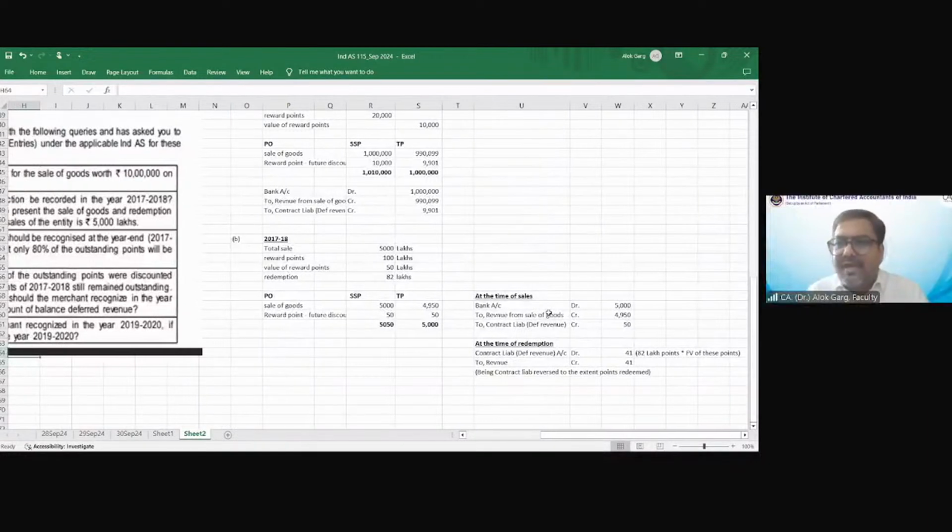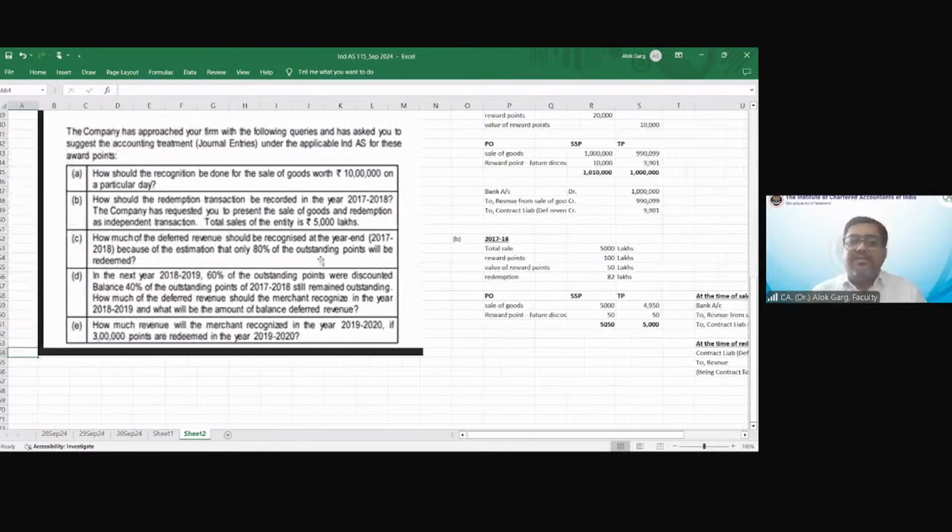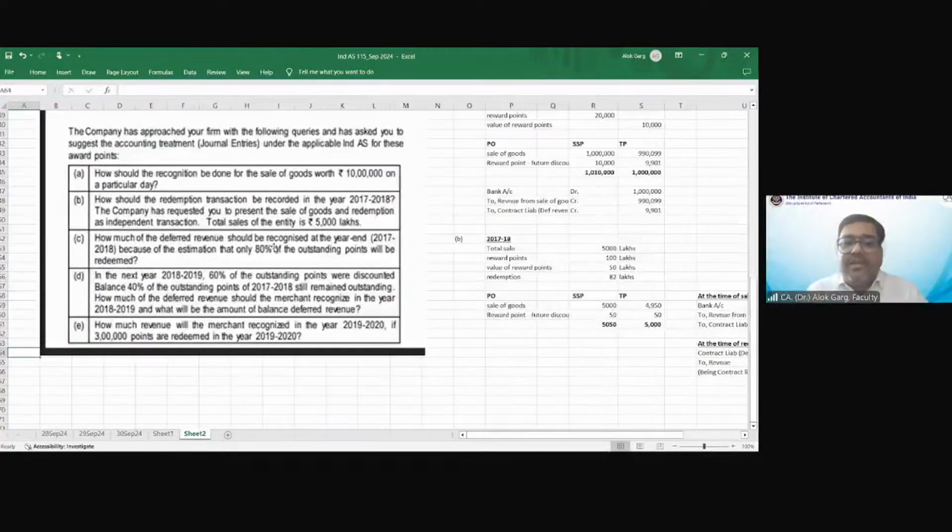But in this question they will not expire, because they will expire only on 31 March 20. Question number C, how much of the deferred revenue... So actually, they have taken that expectation. The management has an expectation that the remaining 80% will be used. So the remaining 20% they have taken as revenue. I have not completed this, so let me come to that.